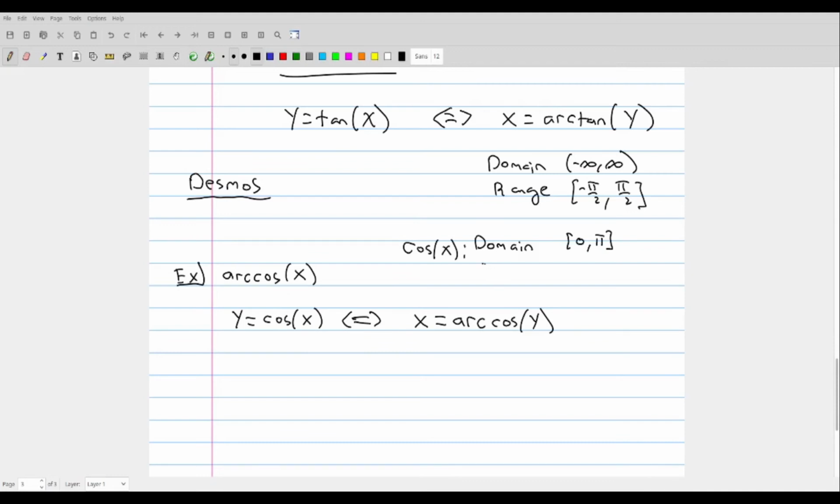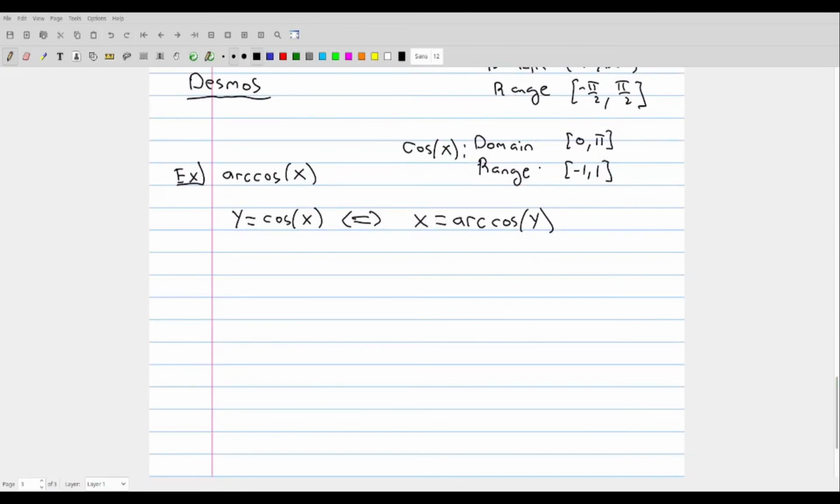And from 0 to pi, the range of the cosine function is the interval from negative 1 to 1. So this is going to be the correct range and domain of the arc cosine function. The arc cosine function is defined with a domain of the interval from negative 1 to 1, and a range of the interval from 0 to pi.